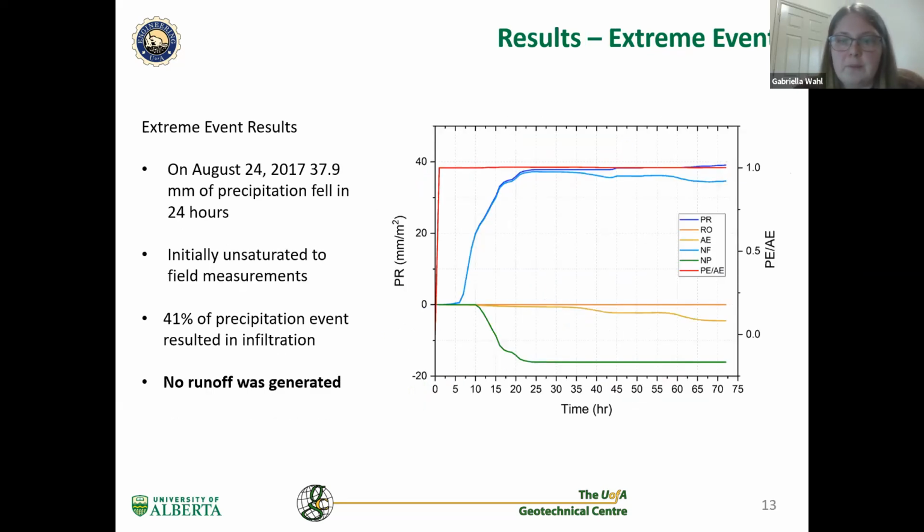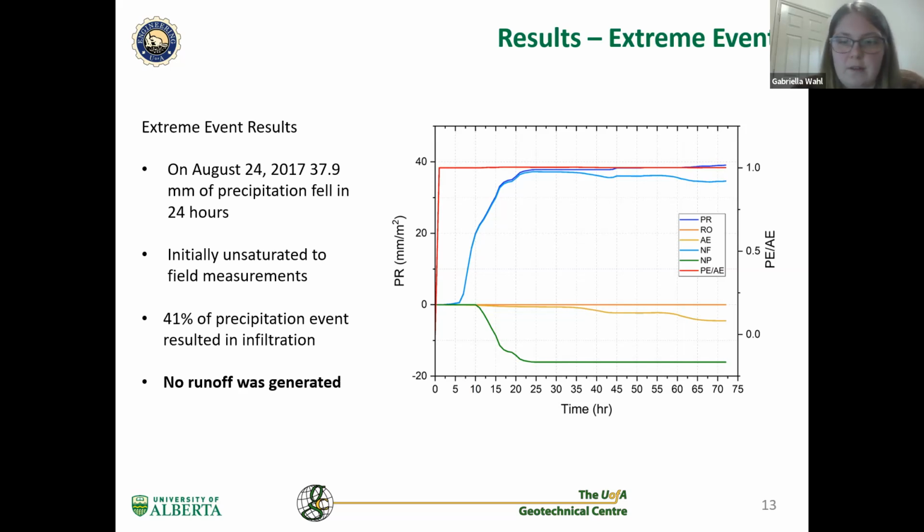And so knowing all of the model inputs and assumptions, now I can go over the initial results of my analysis. So first I'll be talking about the extreme event. So this happened on August 24th of 2017, where 37.9 millimeters of precipitation fell over a 24-hour period. And this simulation was again run initially unsaturated to the field measurements. And the water balance resulted in 41% of the total event percolating through the material.